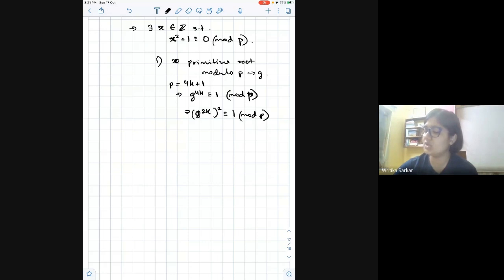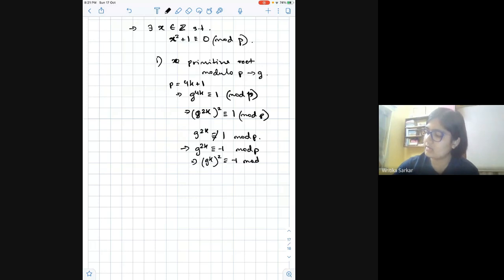So G^(2k) is not congruent to 1 mod p, right? So the only possibility is that G^(2k) is congruent to -1 mod p, which implies that (G^k)^2 is congruent to -1 mod p. So if x is taken to be G^k, then you simply have p divides x squared plus 1.